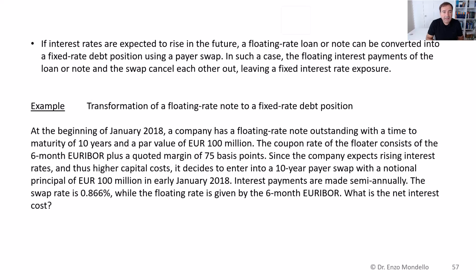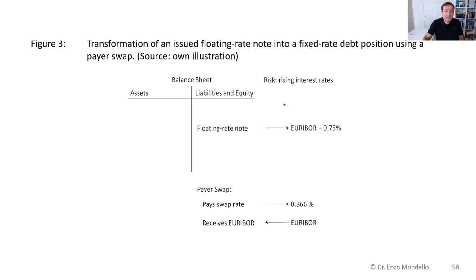Interest payments are made semi-annually. The swap rate is 0.866%, while the floating rate is given by the 6 months EURIBOR. And now we have to determine the net interest cost. To visualize a transformation of this floating rate note to a fixed rate debt position using a payer swap, let's take the figure on the next slide.